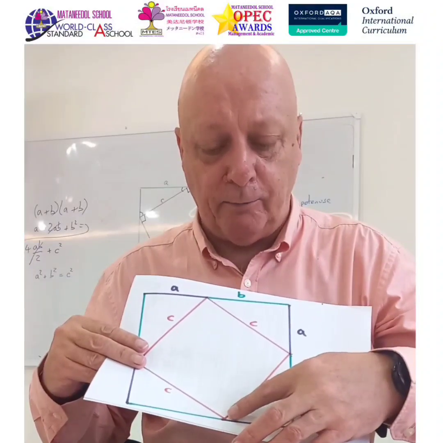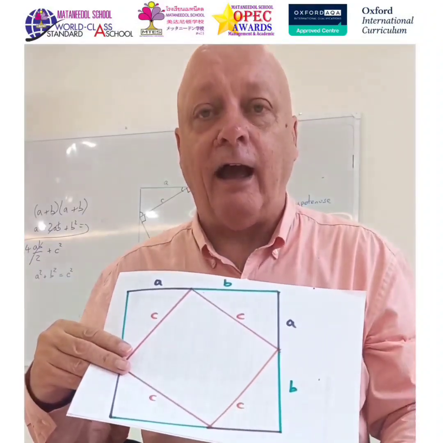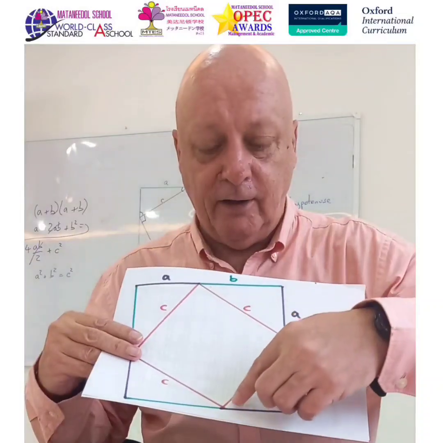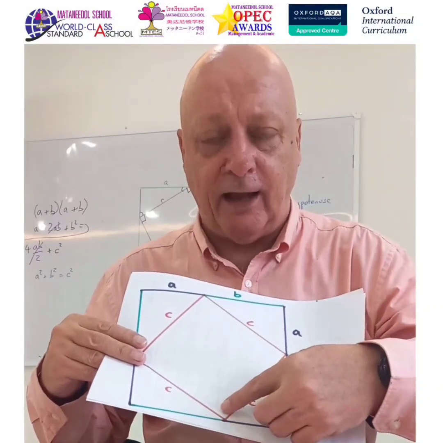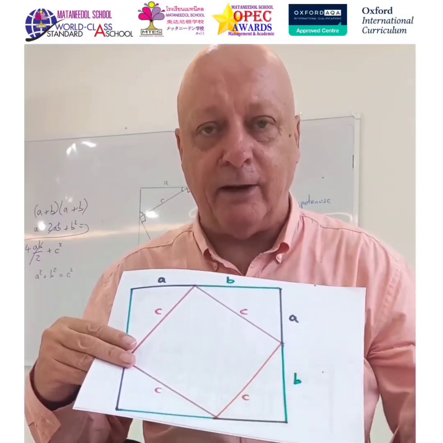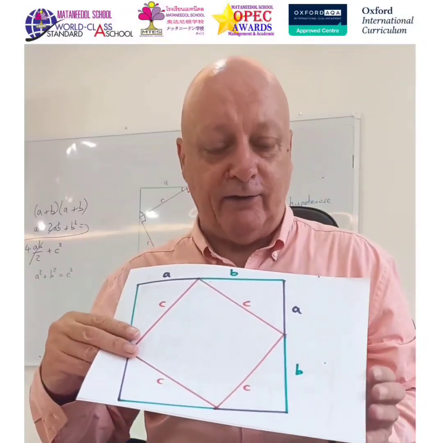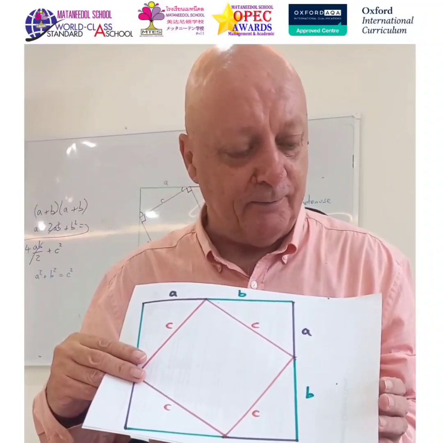Therefore, that angle, the blue angle and the green angle, have to add up to 90 degrees. So the blue angle there and the green angle there adds up to 90. So that angle C in the middle has to be 90 degrees. It has to be a perfect right angle.